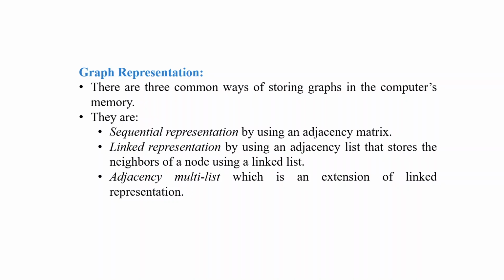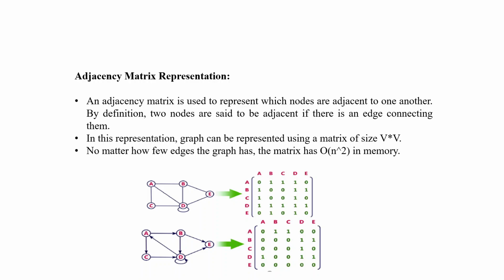We can store this graph in three ways. One is sequential representation, that is by using an adjacency matrix, then an adjacency list, and then an adjacency multi-list. These are three ways we can use to represent the graph. Now we will see them one by one. The first one is going to be a simple one, the adjacency matrix representation.